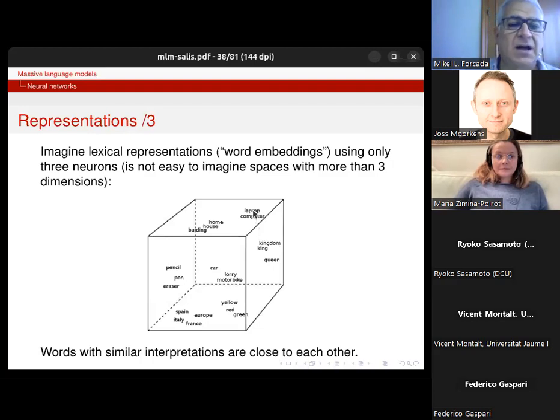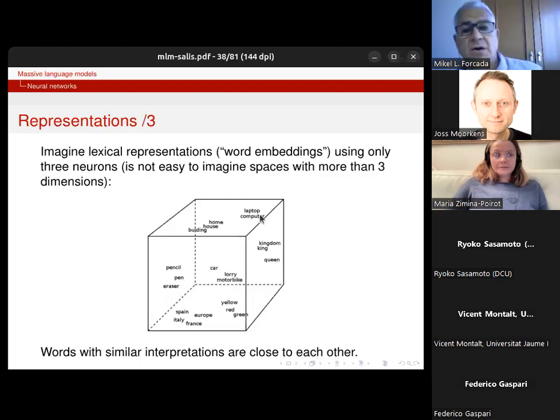Similarly here, each word has its own coordinates. And one thing that happens, which is very interesting, is that words having similar semantics, similar interpretations, tend to be close to each other. So for example, pencil, pen, and eraser would be near each other, and Spain, Europe, Italy, and France would be, and laptop and computer would probably be close to each other because they mean similar things.